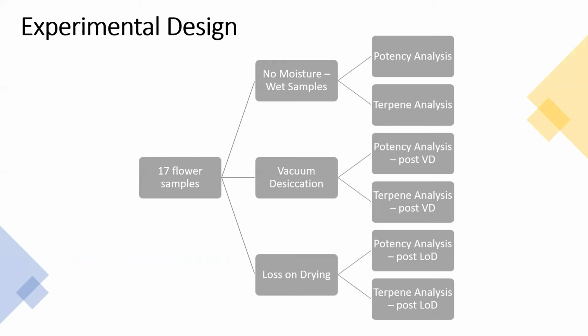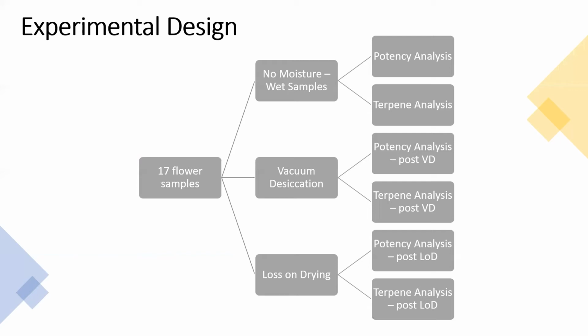the samples should not be dried. Next, we took additional aliquots of the same 17 samples and ran them for moisture via vacuum desiccation. All samples were processed in duplicate for moisture analysis, and this allowed us to gauge the reproducibility of the methodology and also ensured we had enough dry material left to use for potency and terpene analyses post-vacuum desiccation.